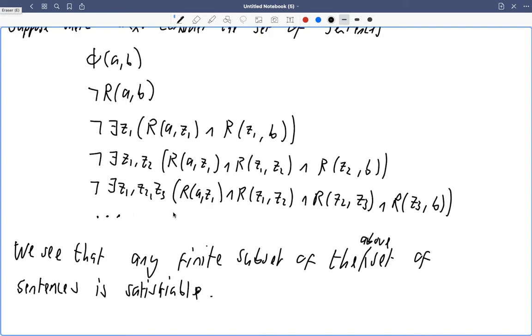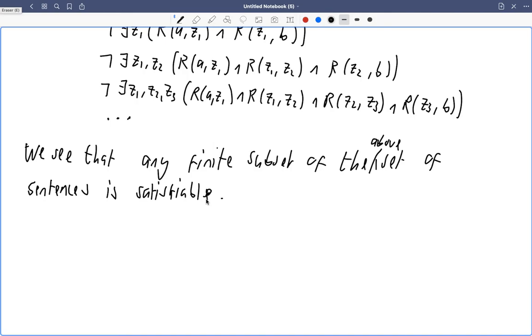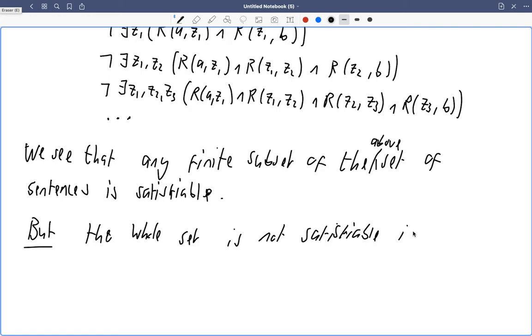So as long as we remove any one sentence from this infinite set, the set of sentences is satisfiable. So in particular, every finite subset is satisfiable, but the whole set is not satisfiable, if phi really means transitive closure. And so if phi really defines the transitive closure of R.